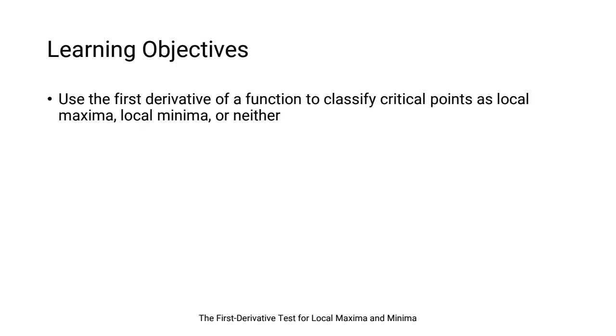In this video, we're going to learn about the first derivative test for local maxima and minima. My goal is that this video will help you learn how to use the first derivative of a function to determine whether each critical point of a function is a local maximum, a local minimum, or neither. And I hope also that this video will illustrate how a critical point could be neither a local maximum nor a local minimum.